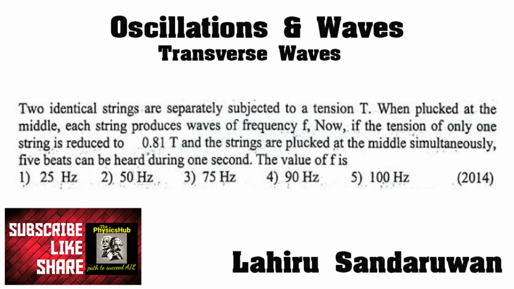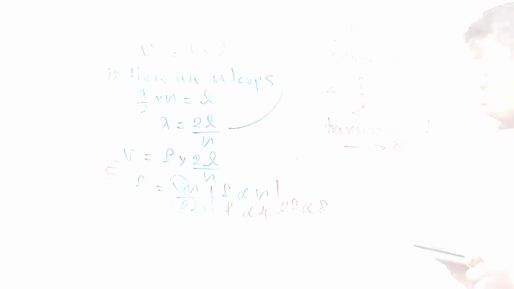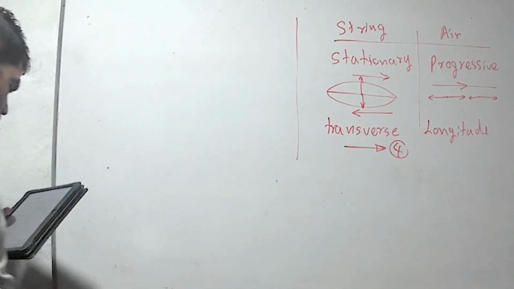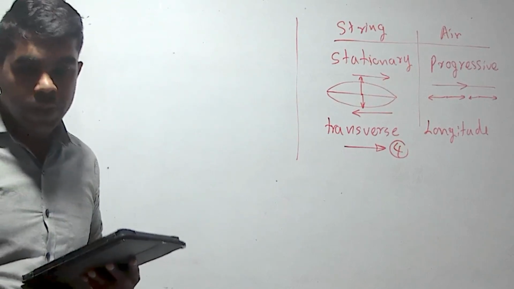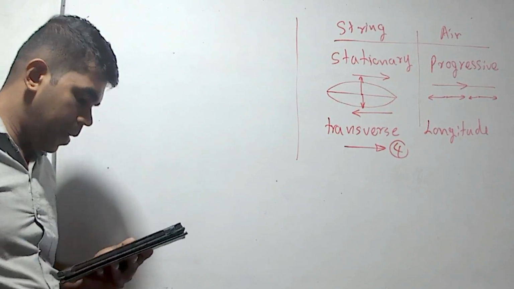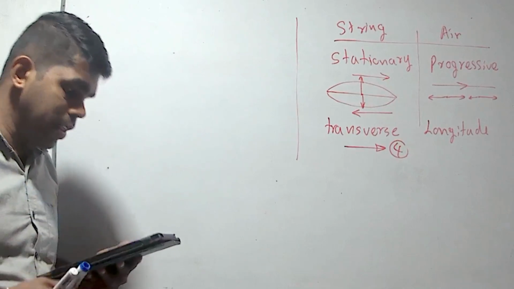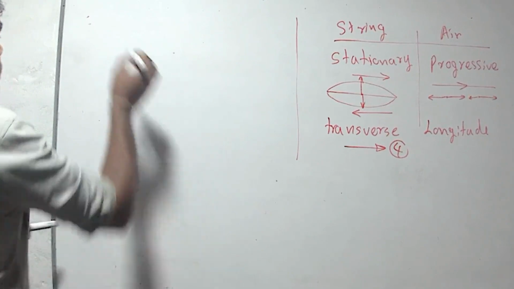Two identical strings are separately subjected to a tension T. When plucked at the middle, each string produces a wave of frequency f. Now the tension of only one string is reduced to 0.81 T and the strings are plucked at the middle simultaneously. 5 beats can be heard during 1 second. The value of f is? They have given that the strings are plucked at the middle point. Therefore, it is producing the fundamental frequency. Both strings in both situations are producing the fundamental frequency.